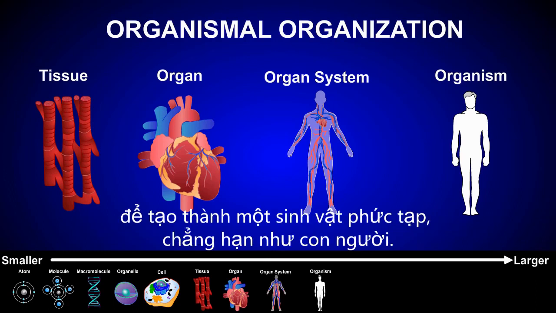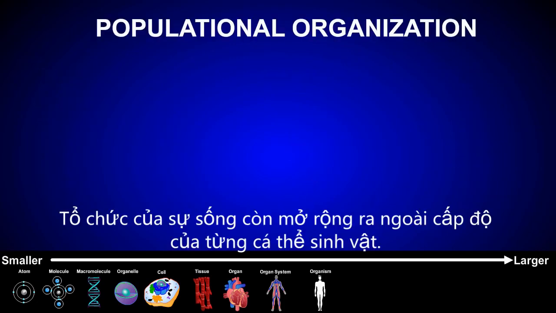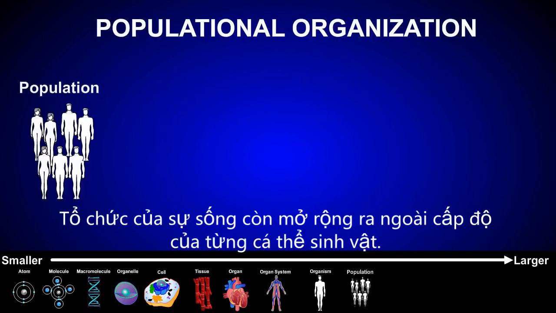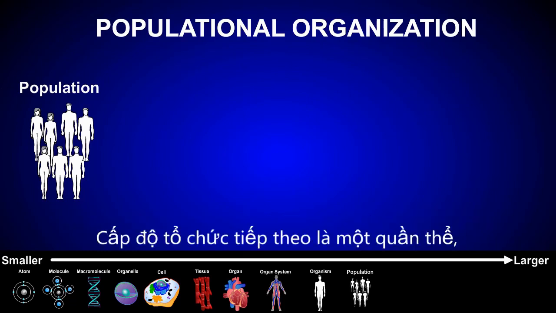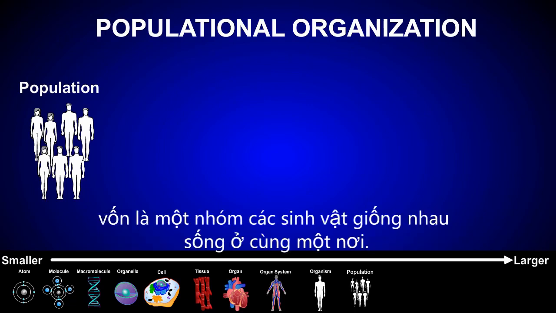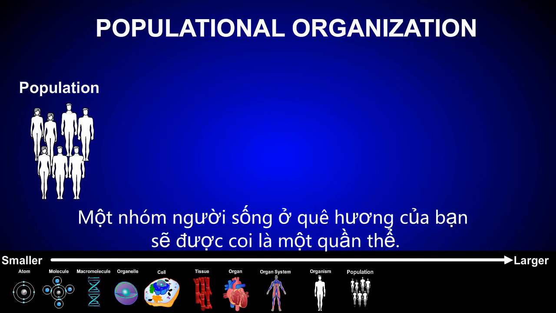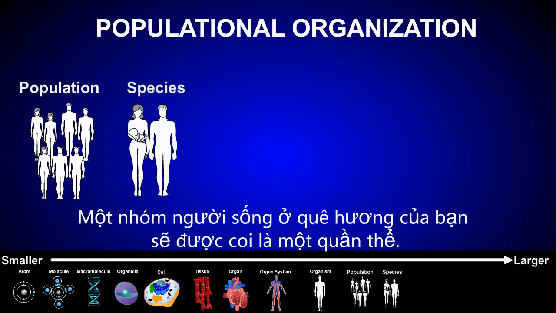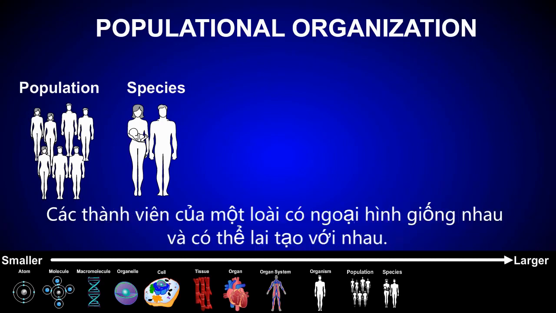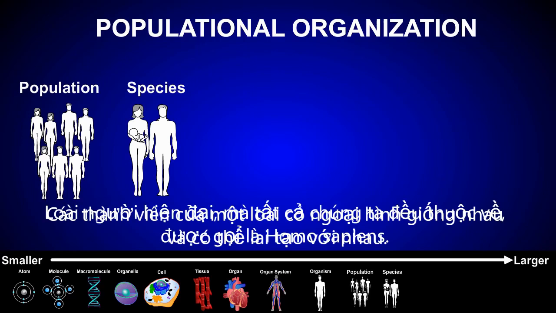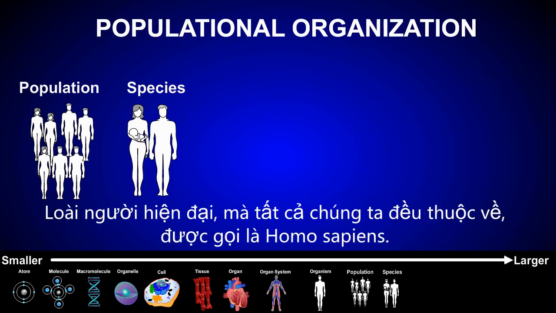The organization of life also extends beyond the level of individual organisms. The next level of organization is a population, which is a group of similar organisms living in the same place. A group of persons living in your hometown would be considered a population. All the populations of a particular kind of organism together form a species. Members of a species are similar in appearance and are able to interbreed. The modern species of humans, to which we all belong, is referred to as Homo sapiens.